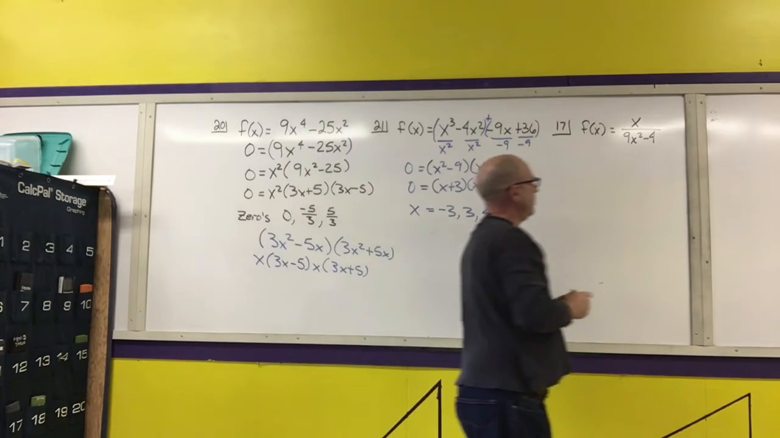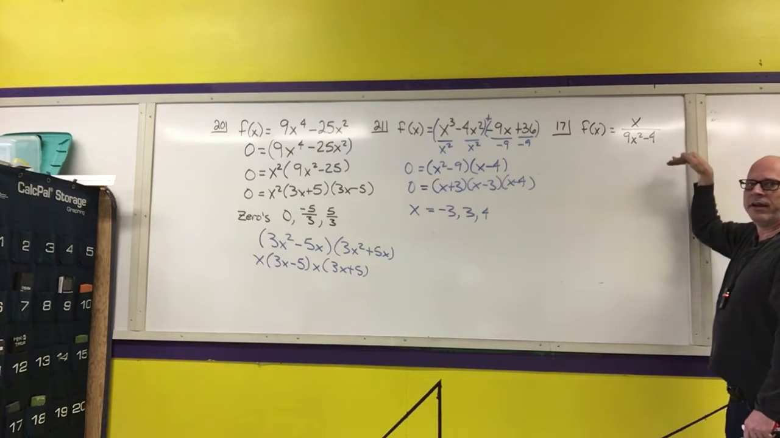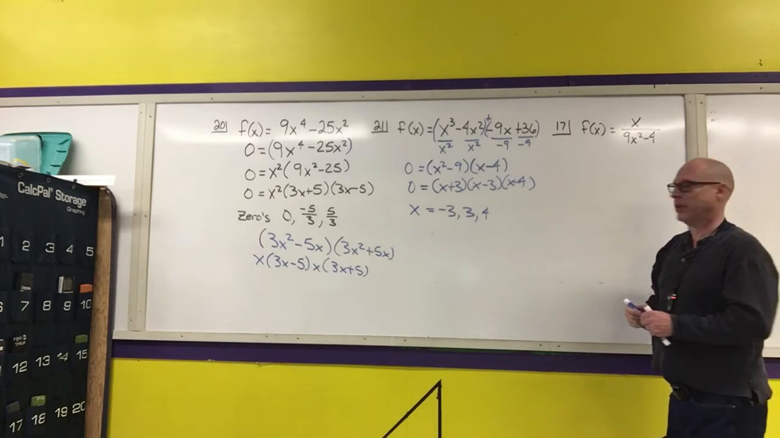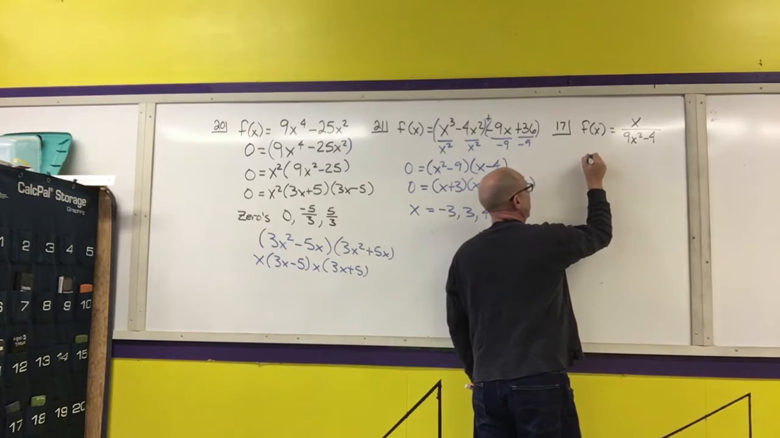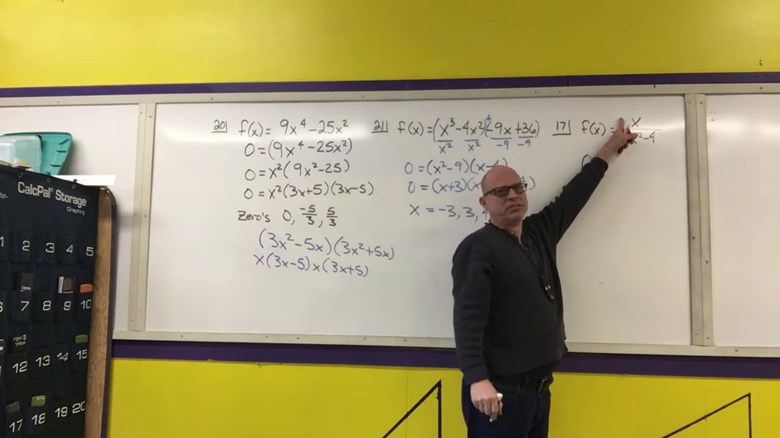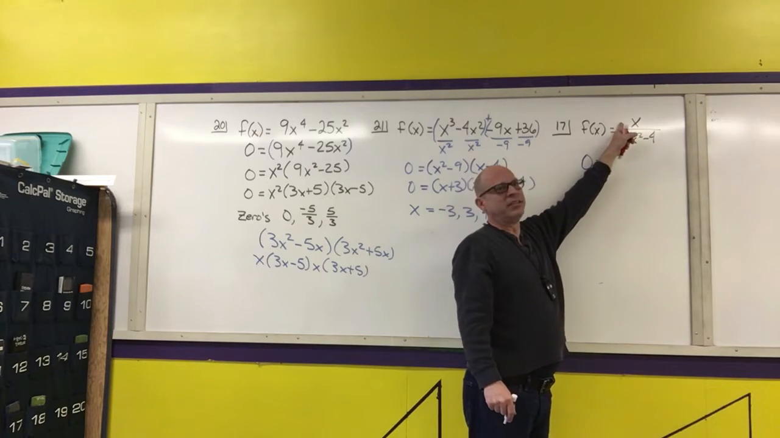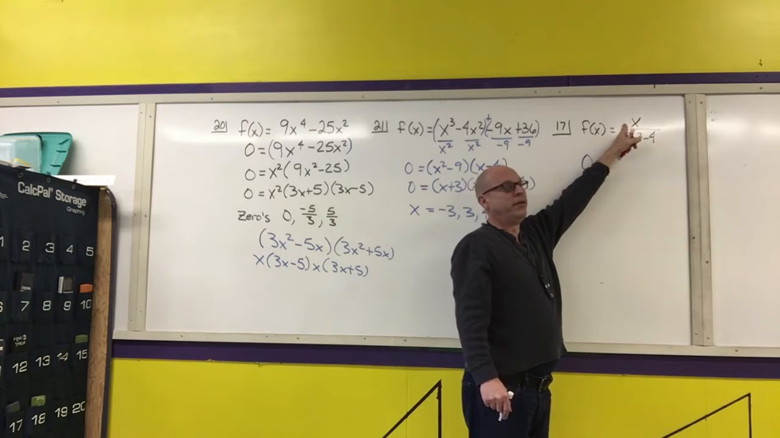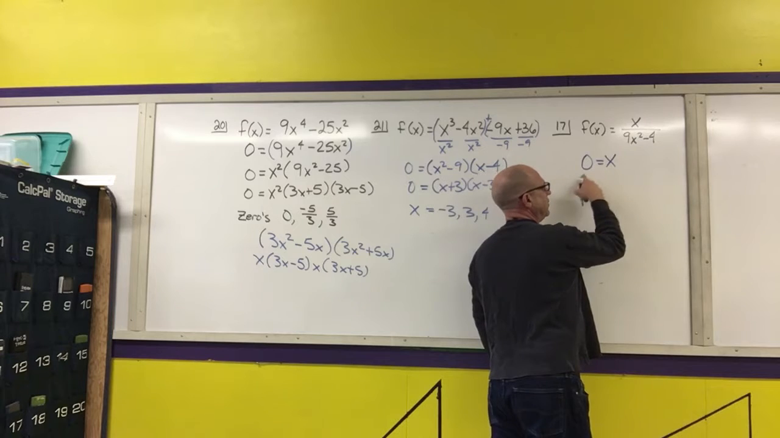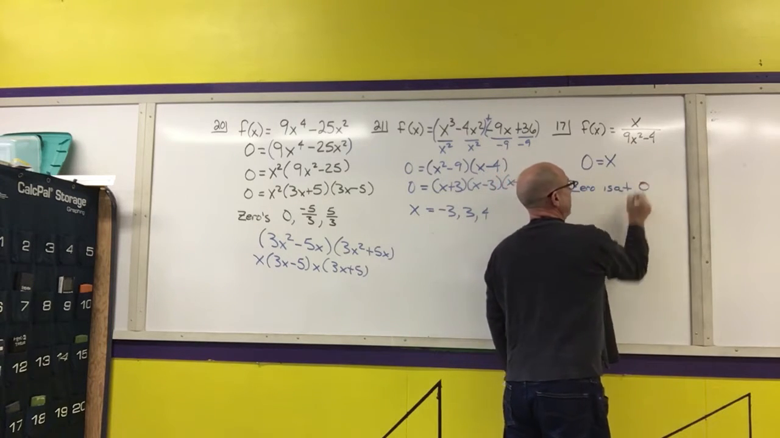The last example I want to do is a rational function where I have a polynomial in the numerator and a polynomial in the denominator. Again, I want to know when this fraction or rational function is equal to 0. Well, you know that a fraction is equal to 0 when the numerator is equal to 0. So the only thing I need to check is when is the numerator equal to 0. Well, x is 0 when x is 0. So my 0 is at 0.